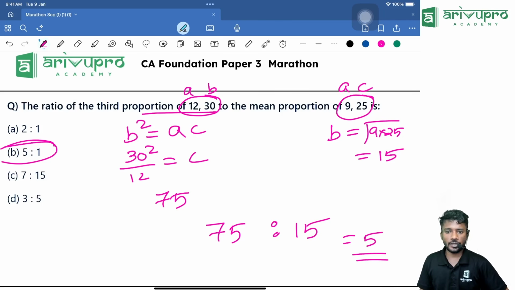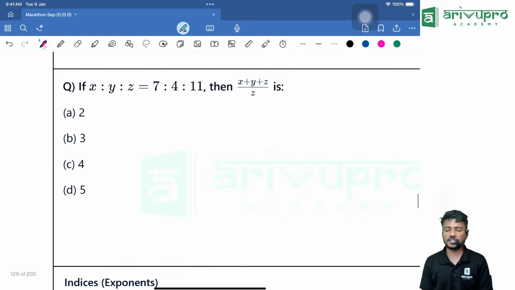Everyone, are you doing it? Yes. Who is not doing? Everyone is doing, right? Yes. Perfect. Now, can you find this? Easy question.